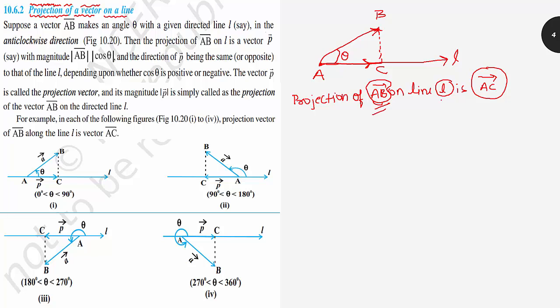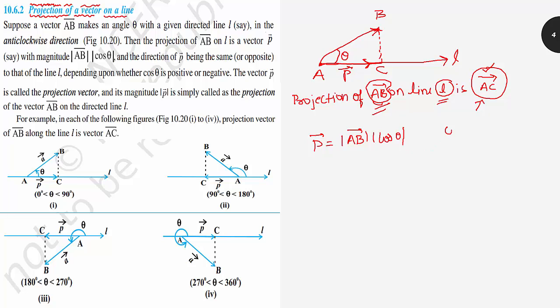Here AB and L are just the phase of finding the projection, but the real thing comes with vector AC. So vector AC gives you the projection of AB on line L. So for that I will take it as vector P. Vector P is going to be equal to magnitude of vector AB into cos theta. Clear?